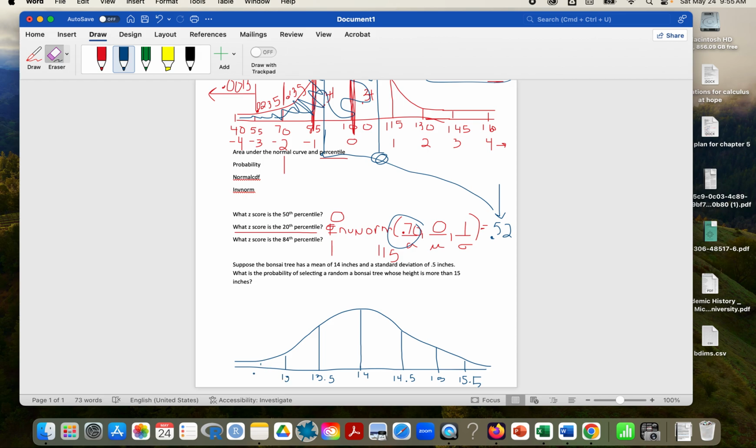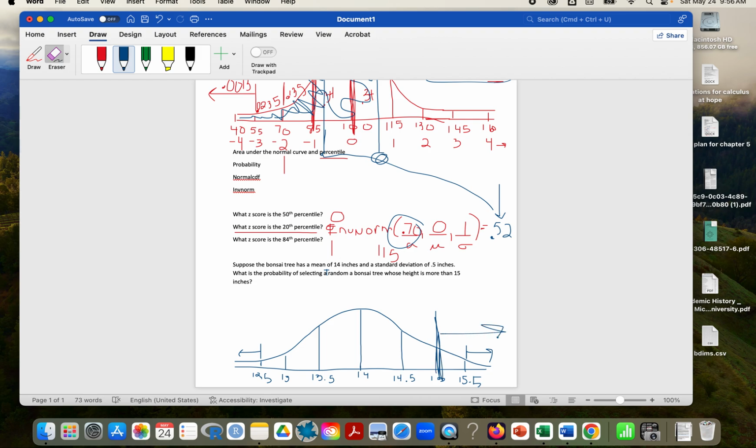Then 12.5. And again, we typically just go out to three standard deviations away in both directions. From this mark on, we just say it's about 0.15%, and from this mark out that way, it's about 0.15%. So we're going to ask the question: what's the probability of selecting, at random, a bonsai tree whose height is more than 15 inches? We're looking here off to infinity.